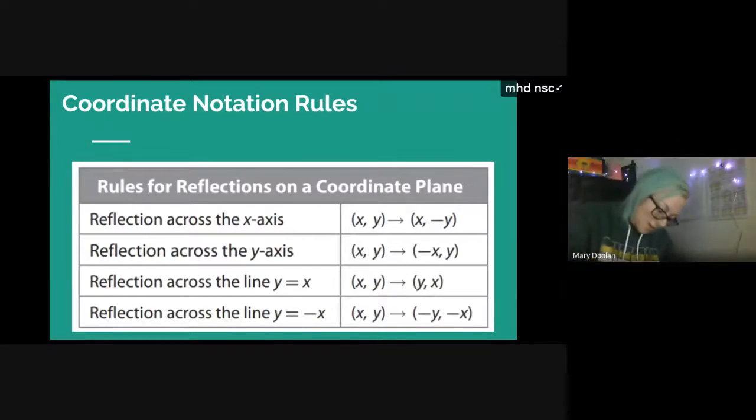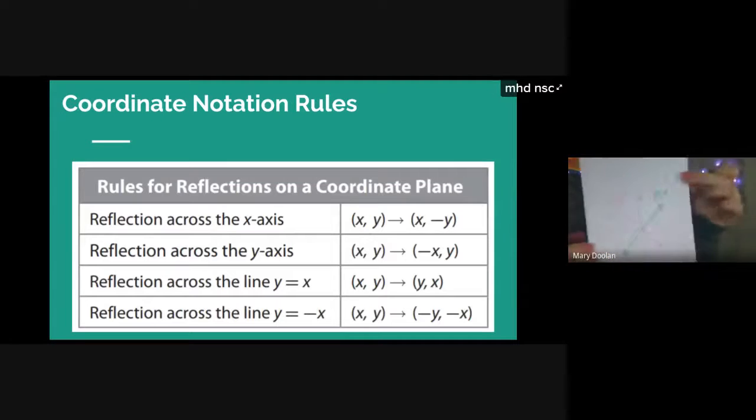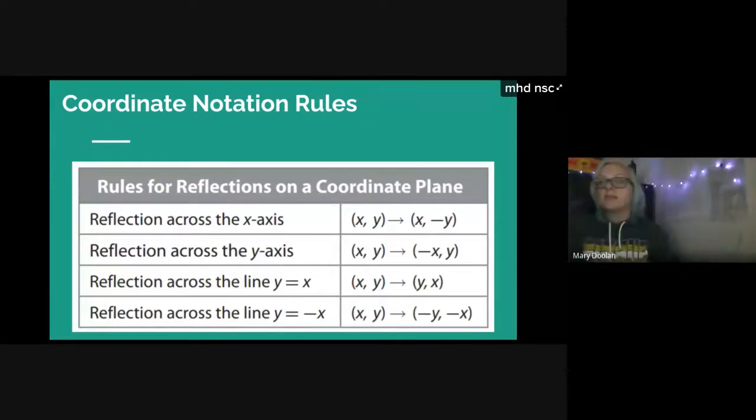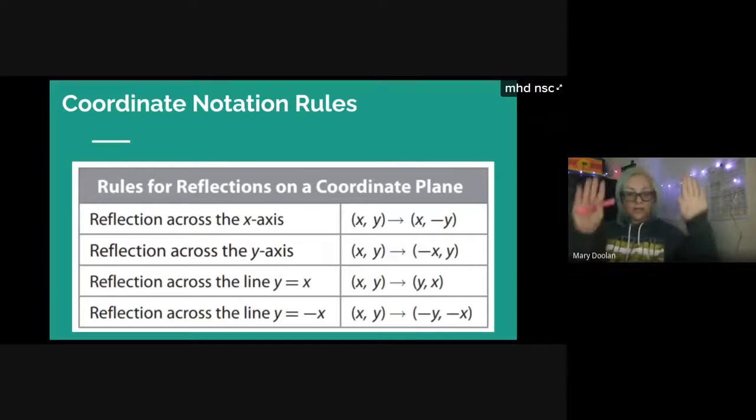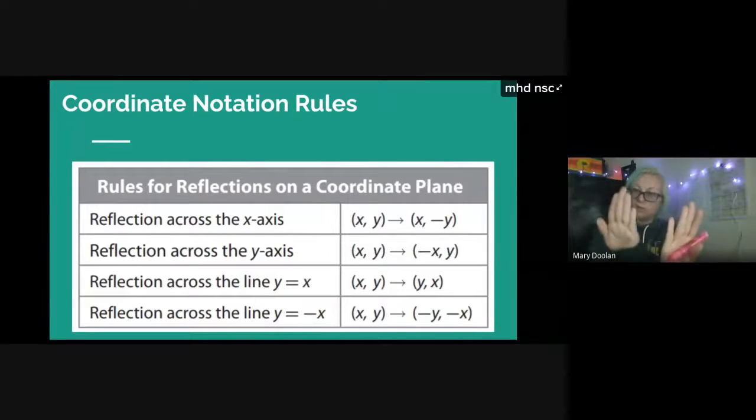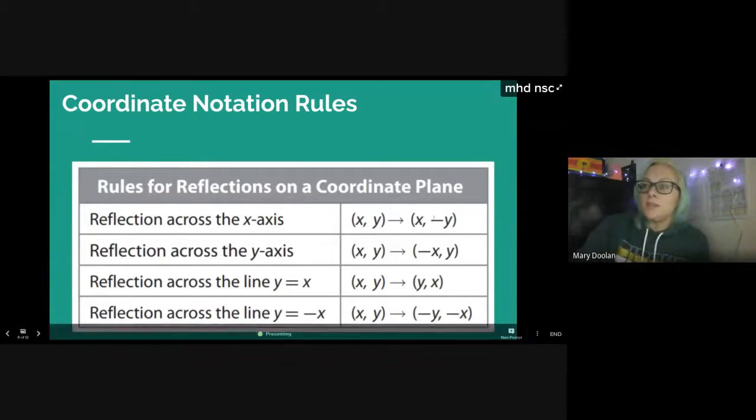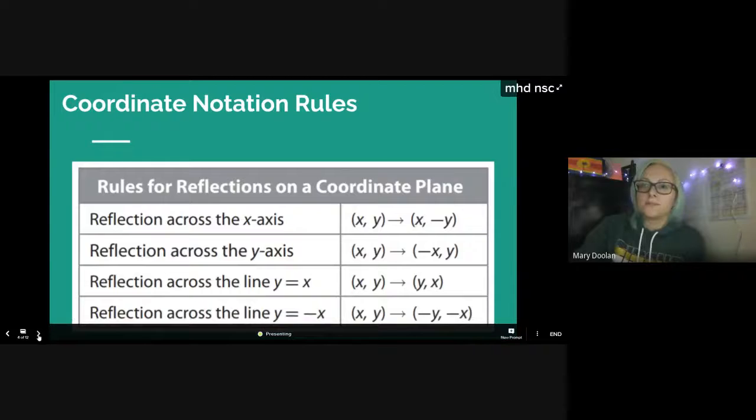If you wanted to reflect across the line y equals negative x, and if you don't remember what that one is, y equals negative x is the opposite direction. Okay, if I wanted to reflect a figure across the line y equals negative x, that's the trickiest of the rules. It's the last one. You have to take your x and your y, change the order, and change both their signs. Okay? So these are the coordinate rules.